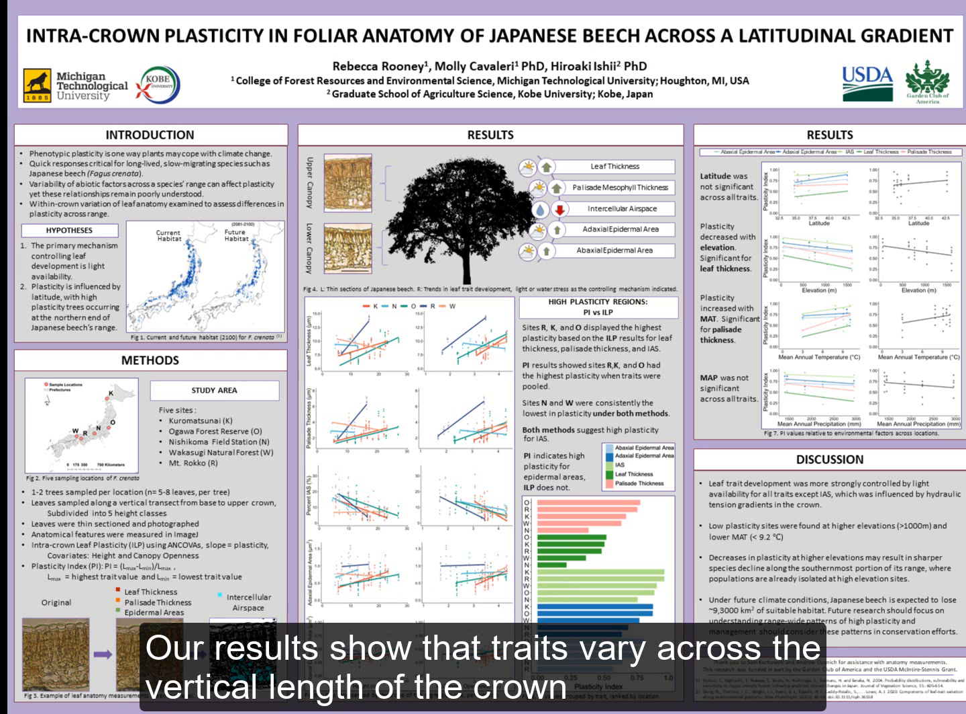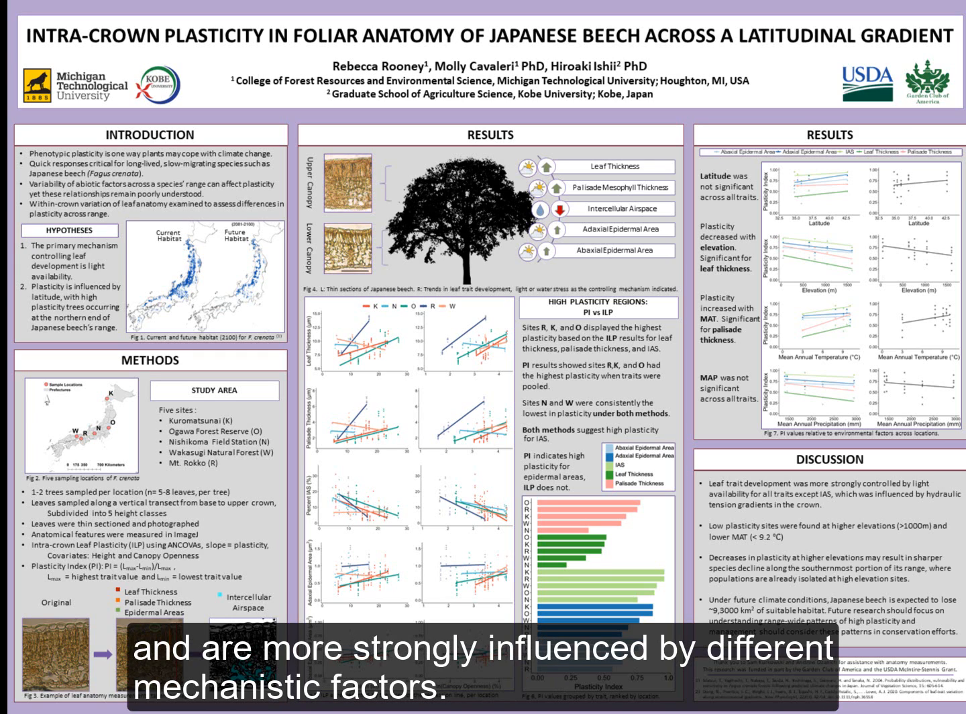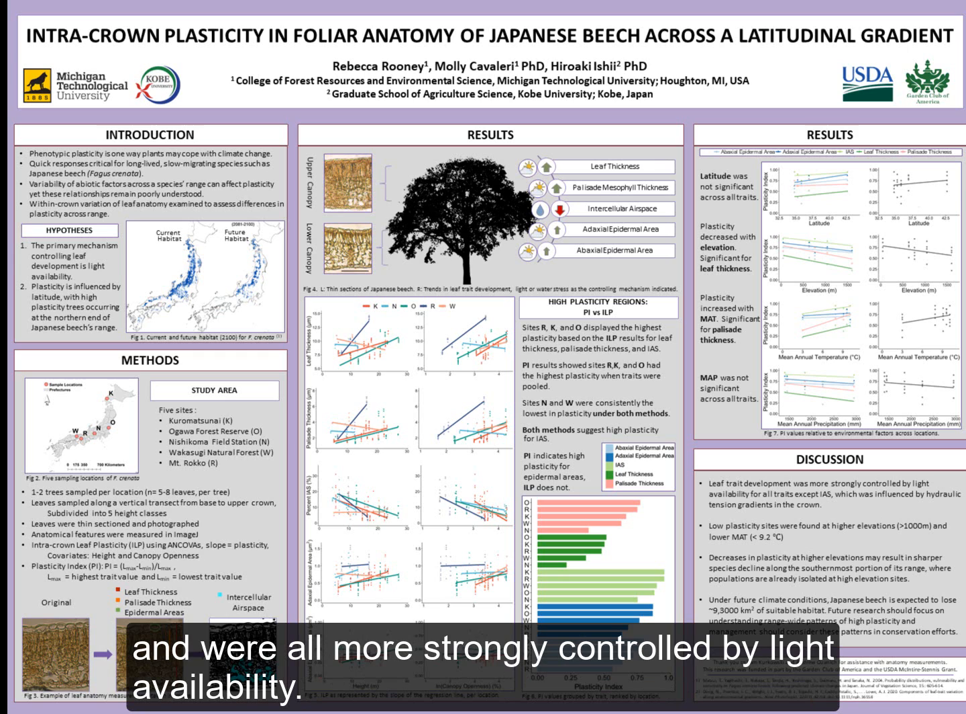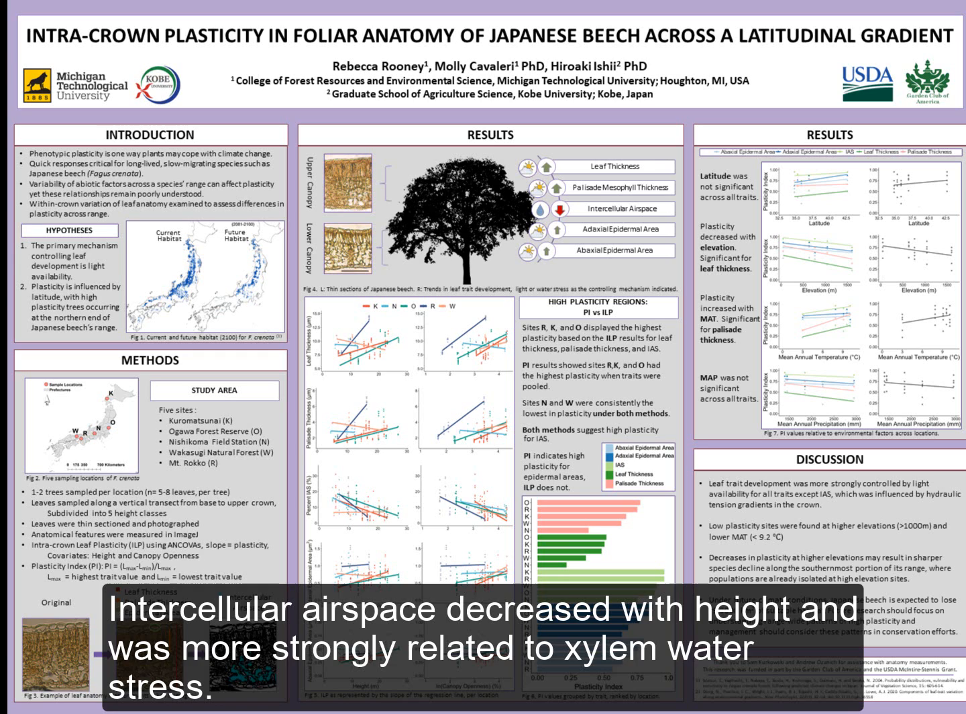Our results show that traits vary across the vertical length of the crown and are more strongly influenced by different mechanistic factors. Leaf and palisade thickness and epidermal cell area increased from the lower to upper crown and were all more strongly controlled by light availability. Intercellular airspace decreased with height and was more strongly related to xylem water stress.